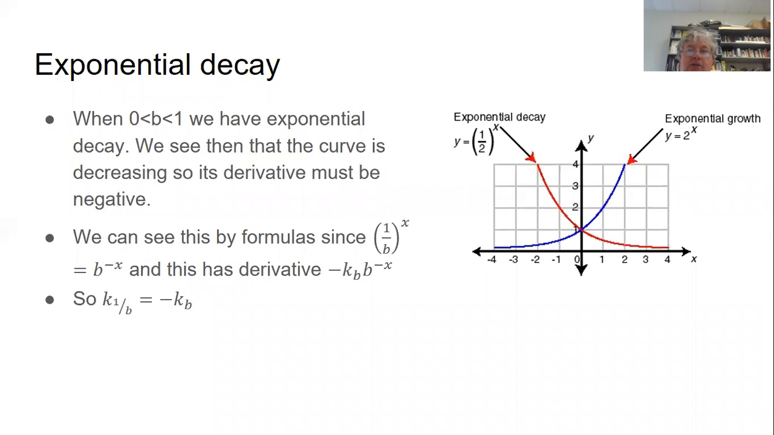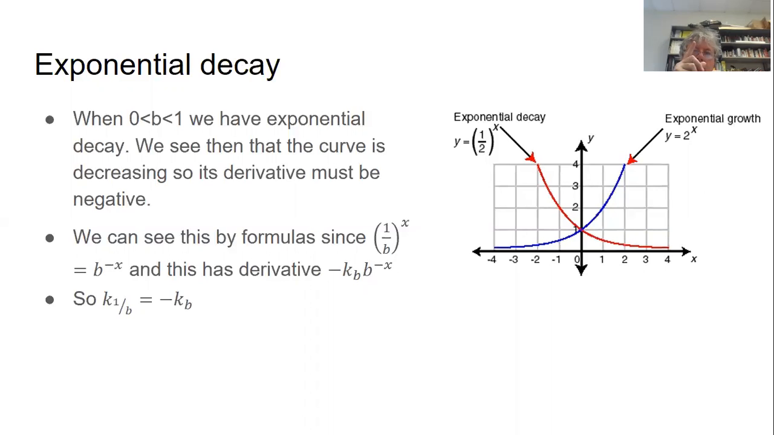Okay, exponential decay. So when b, the base, is between 0 and 1, we get exponential decay. Just by looking at the graph, since the curve is decreasing, we know the derivative must be negative. So for example, there's a half to the x compared to 2 to the x. And we see that they're kind of mirror images of each other.